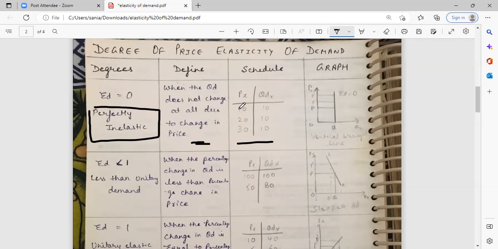Over here you can see price is increasing. So what should the demand do? It should decrease, but over here the demand is the same. And this is the graph. When your ED is zero, at that time your demand curve is like this, straight. You can say a vertically straight line, or parallel to the y-axis.